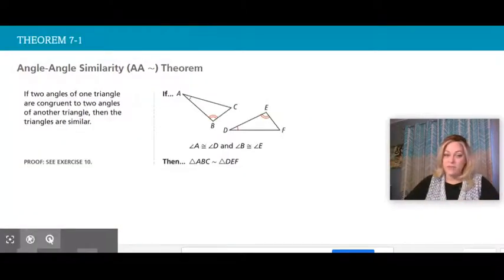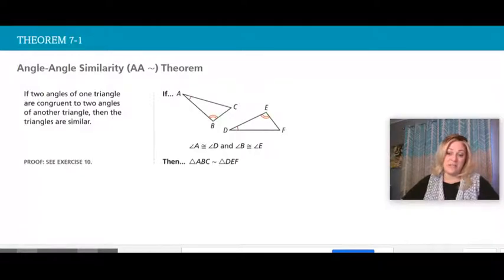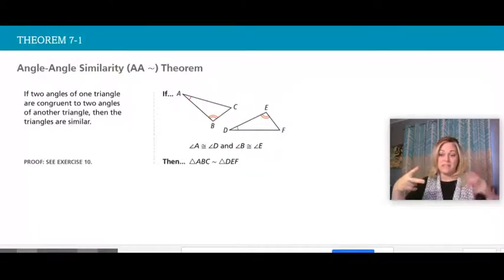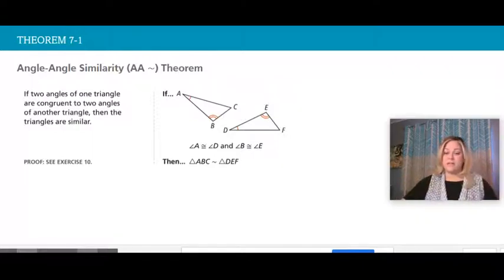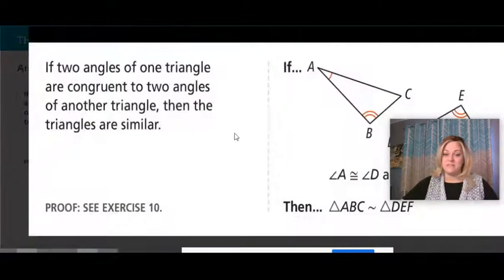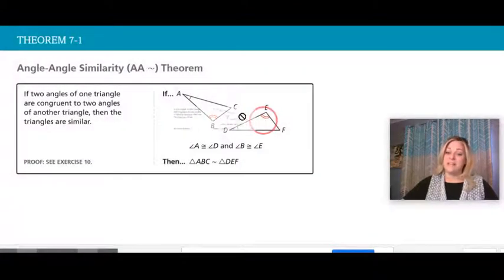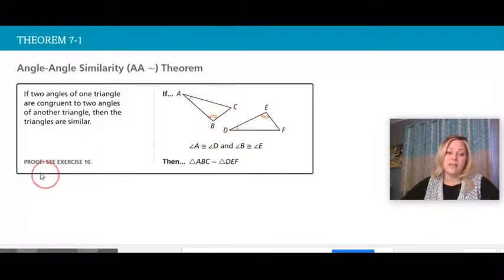Hopefully by now you understand that the angle-angle similarity theorem is an actual thing. If you have any two angles congruent to any two corresponding angles of another triangle, then those two triangles will be similar. And there's a proof of it in exercise 10 if you want to look at that.